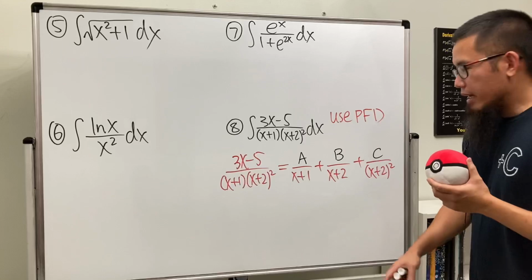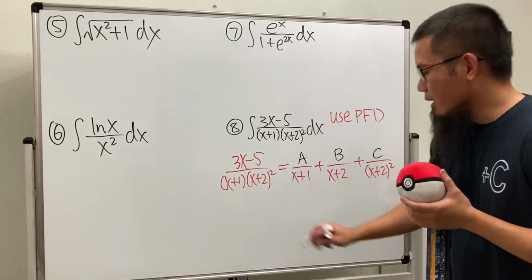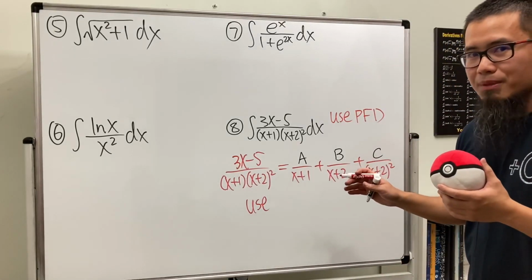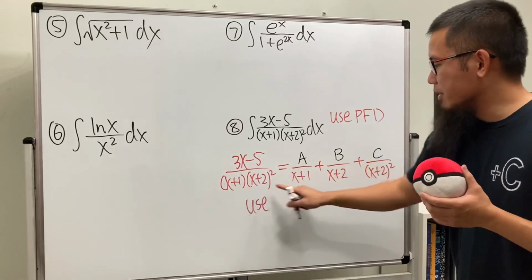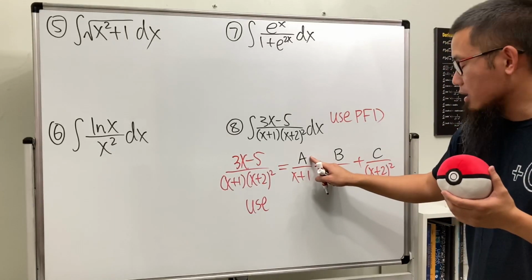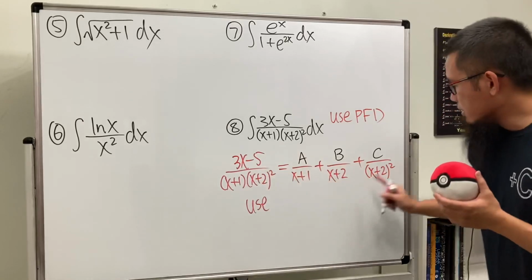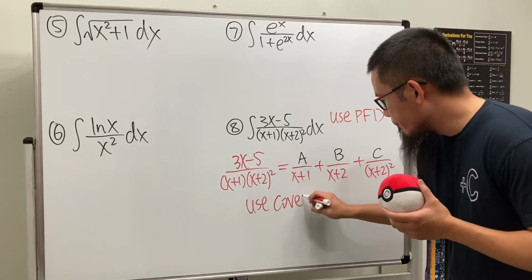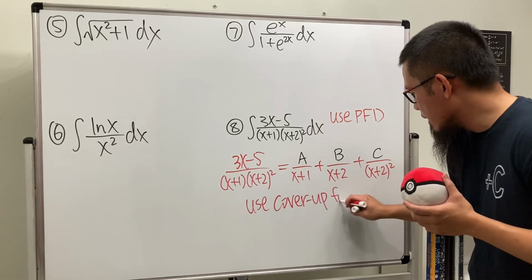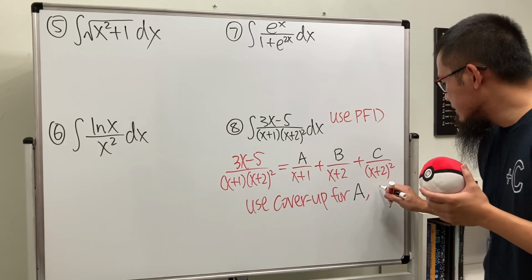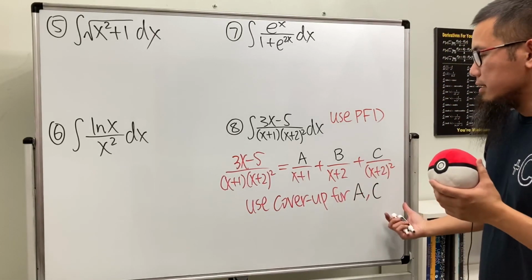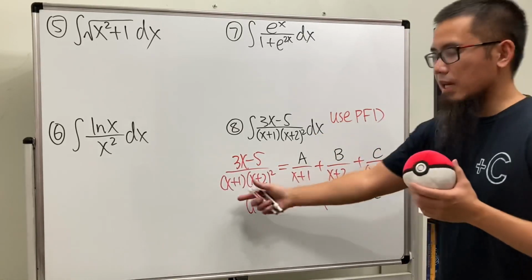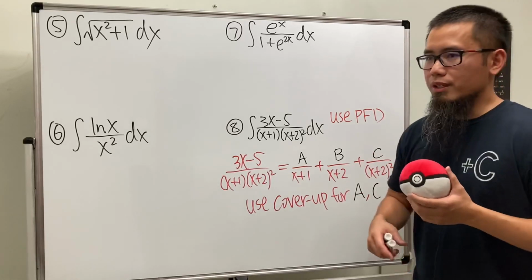Anyway, and now, let's make this a little bit simpler. Let's talk about which letters we can use cover up for. You see, here we have this denominator, so A we can use cover up. Here we have this denominator, so C we can also use cover up for it. So we can use cover up for A and C. And after we finish A and C, of course, we just put them in and then multiply everybody by its lowest common denominator. For the B, we just do the go away.